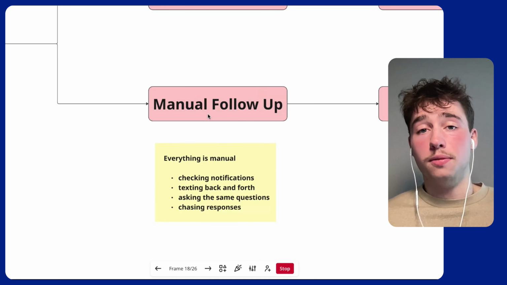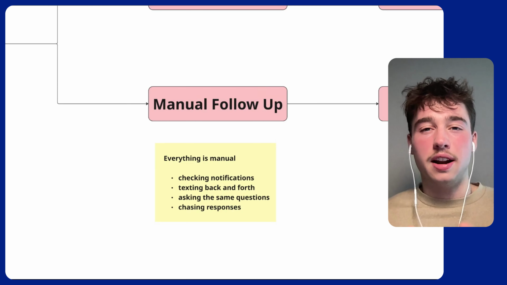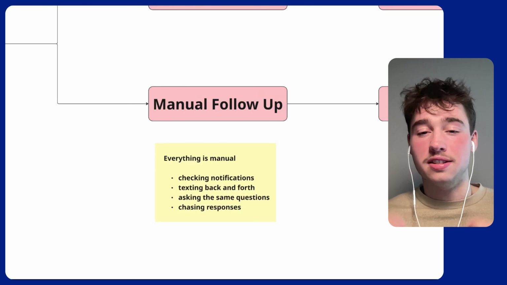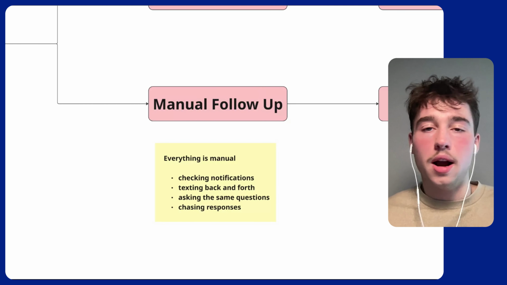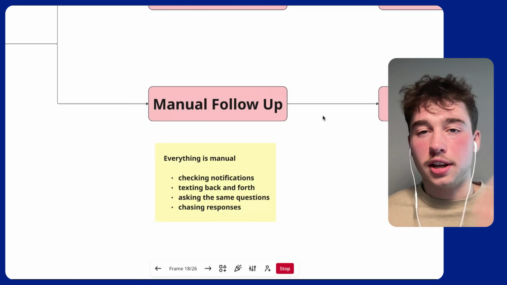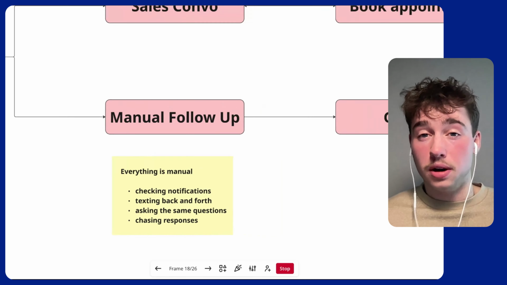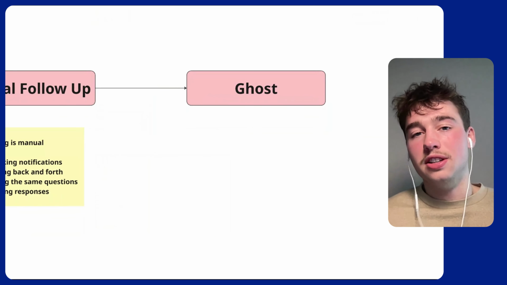Manual follow-up is tough because you got to check notifications. You're texting back and forth and you're basically saying the same thing over and over. So it's almost like, why am I not automating this, right? And you're checking responses and then you're very inconsistent as well with follow-up. And most of the time that leads to people ghosting.